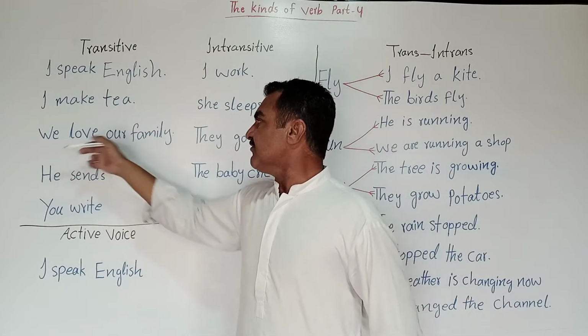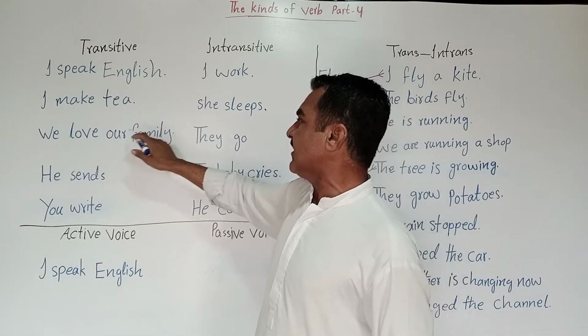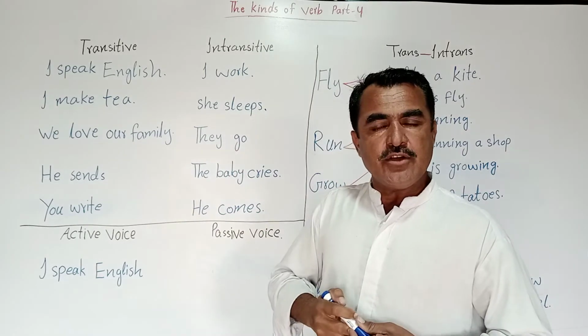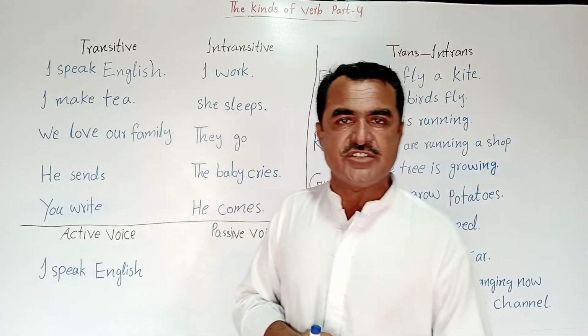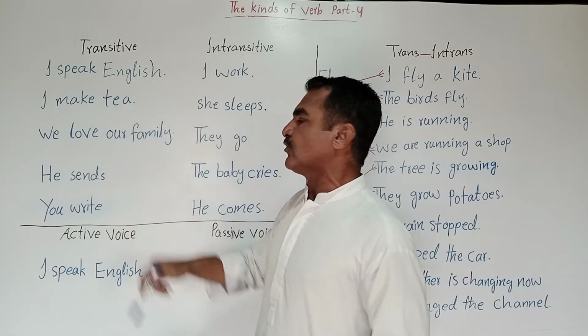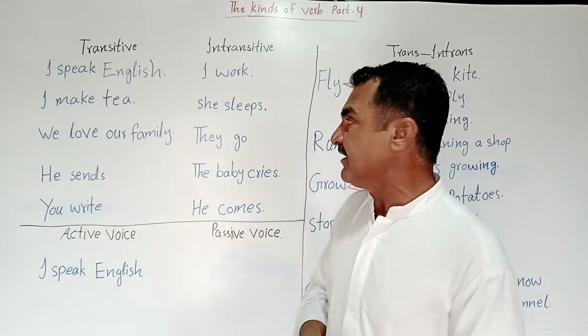So you can see the sentence, we love our family. Here you can see the direct object and this is the indirect object. Sometimes the intransitive verbs, you can say, take two or more than two objects. So this is the direct object and this is the indirect object. We love who? We love our family.